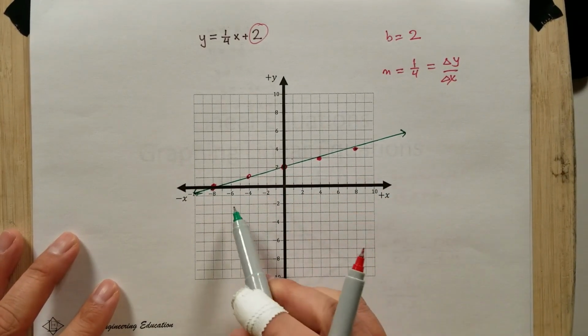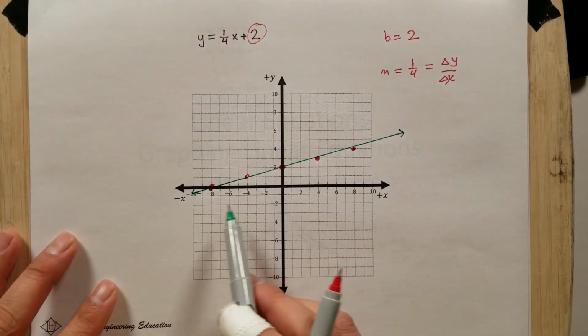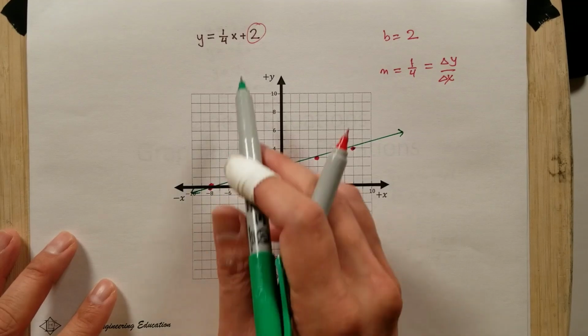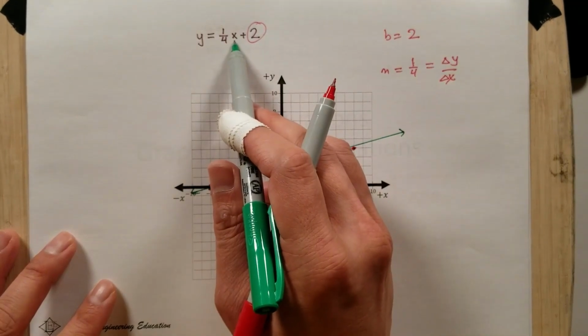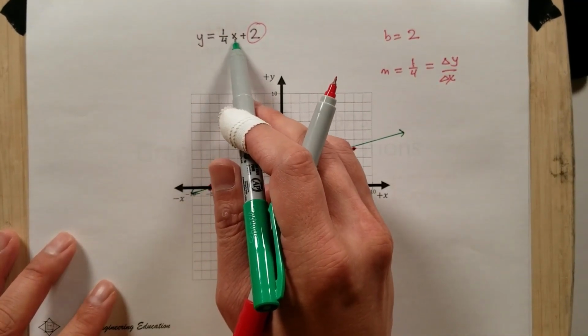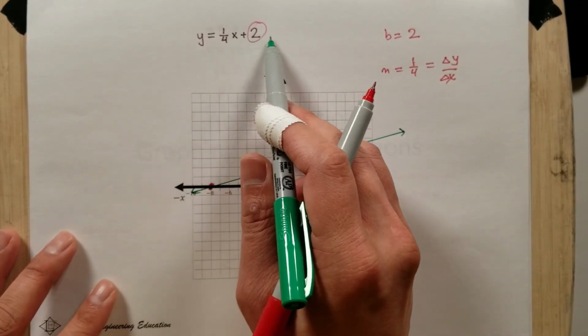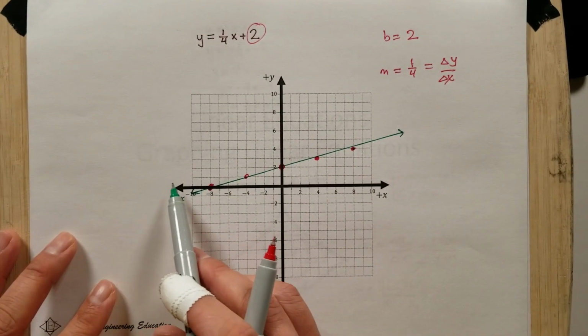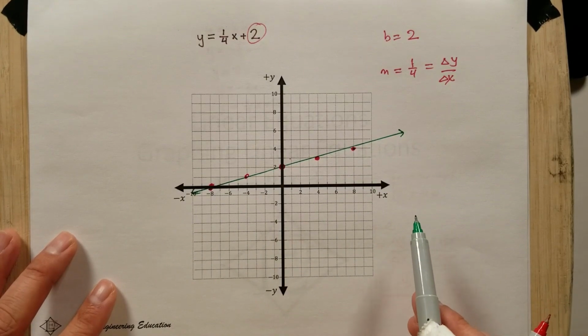And then here we have it crossing the x-axis at x equals -8. So if you plug -8 for x here, we get 1/4 times -8, which gives us -2. -2 plus 2 gives us a y value of 0. So that is where we'll cross the x-axis.